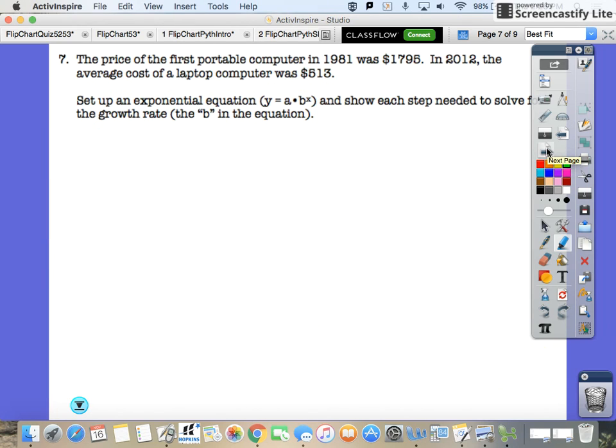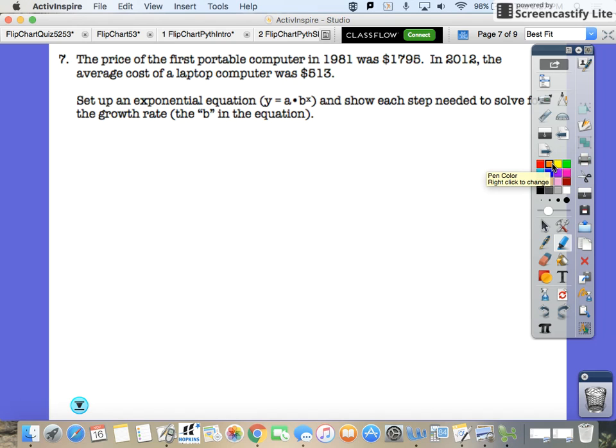The next example says the price of the first portable computer in 1981 was $1,795. In 2012, the average cost of a laptop computer was $513. So that makes sense that technology is going to get a little bit cheaper over time. It's a little cheaper to manufacture. So set up an exponential equation, y equals ab to the power of x, and show each step needed to solve for the growth rate, which is b in the equation.